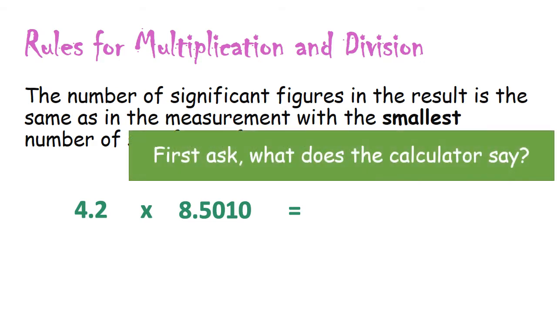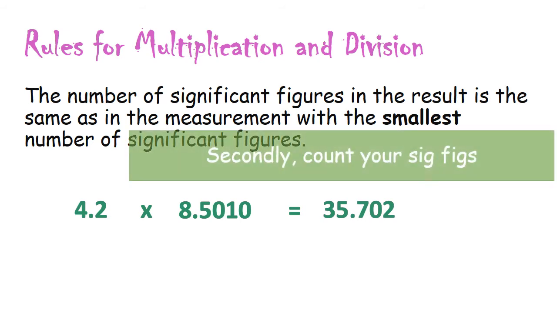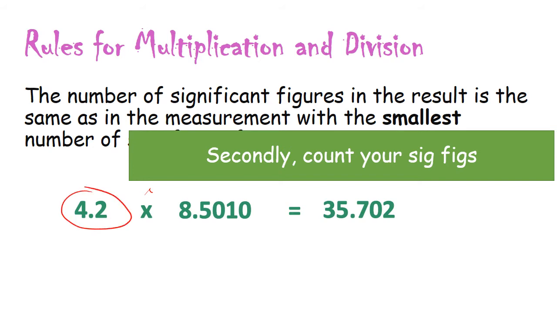First thing you want to do is say, hey, what does the calculator say? And you punch it in and you should get that number. Then the second thing you want to ask yourself is how many sig figs are in each of the two terms. So let's look at your first term, 4.2. How many sig figs are there in 4.2? Yes, there's 2. Now look at the second term. How many sig figs are in the second term? Well, if you said 5, you would be correct.